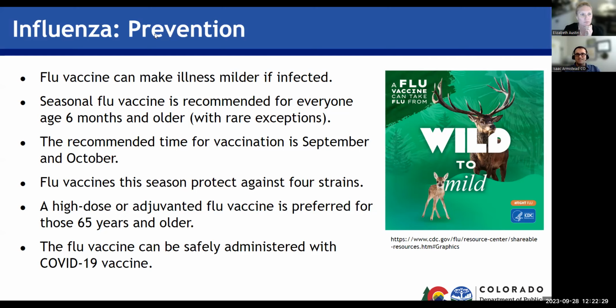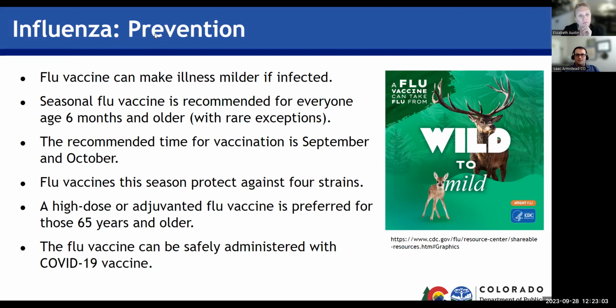The reason for this is that there is waning of the immunity produced by a flu vaccine over the course of a season. And in general, in older adults, the immune system waning occurs in a more pronounced fashion. So having a high dose or an adjuvant in the flu vaccine helps to boost that initial immune response so that the protection lasts longer throughout the season.